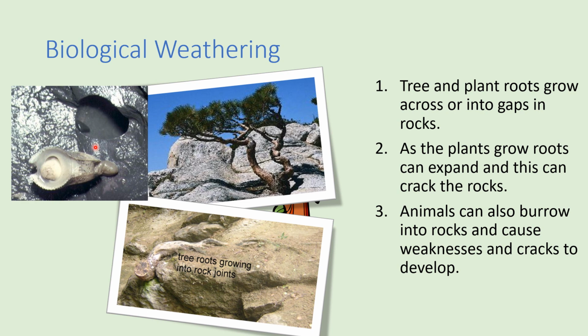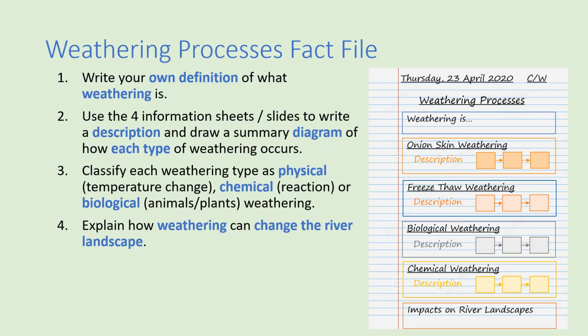So that's our fourth type. That's what we call biological weathering. Again, you might want a diagram or something just to briefly explain it. When you've got that sheet done, then let's go and look at the final bit.